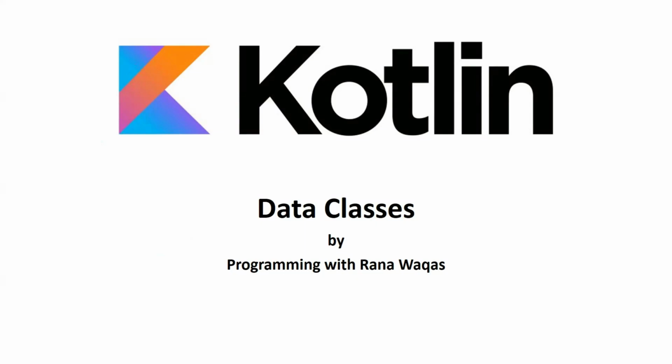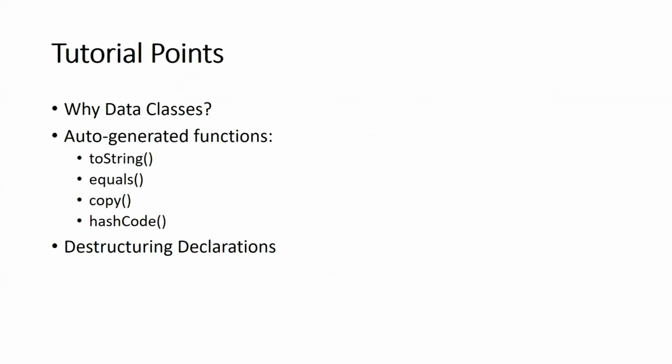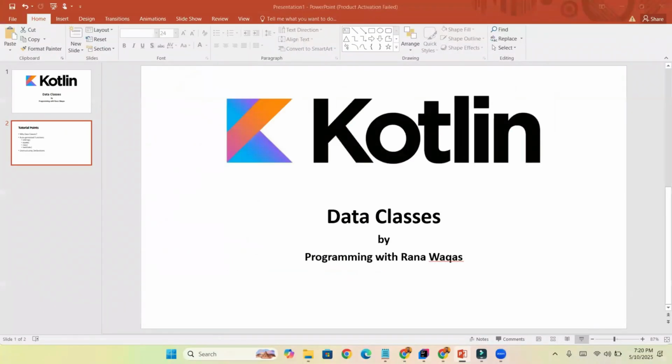In this Kotlin OOP tutorial, we will cover an amazing feature, data classes. Why we use data classes, and what are the auto-generated functions created automatically inside data classes, that is toString, equals, copy, and hashCode, and how we can destructure the data class into different variables. So for better understanding, we have to go to IntelliJ.